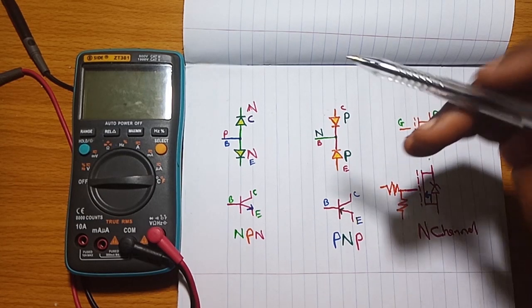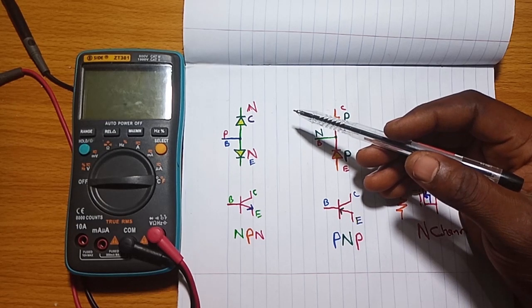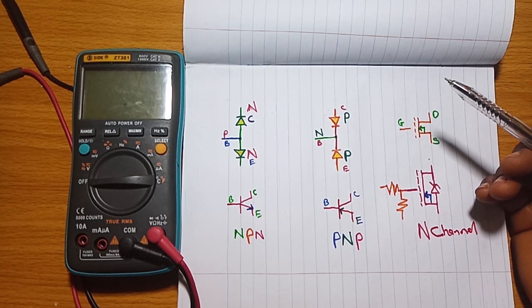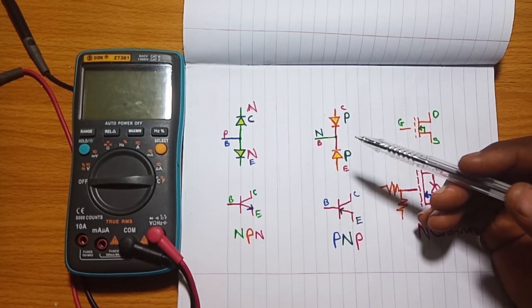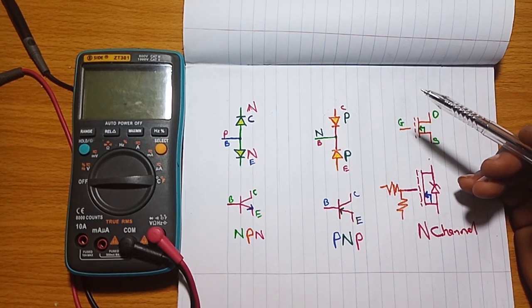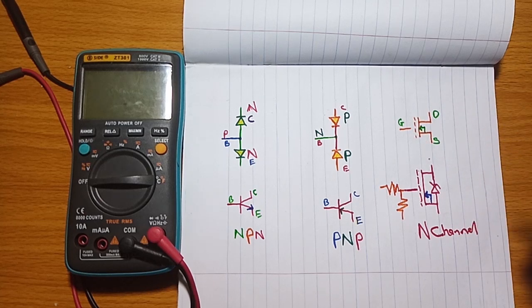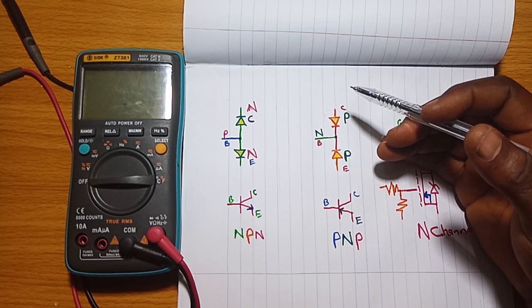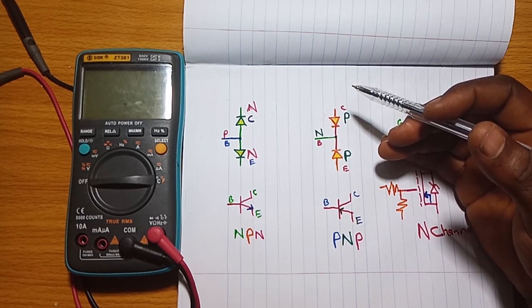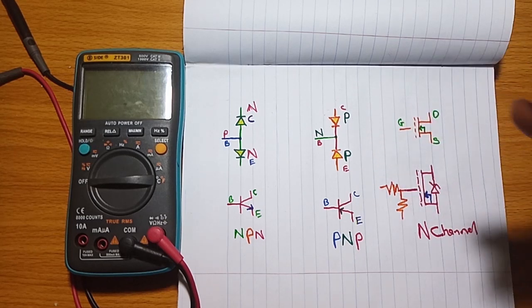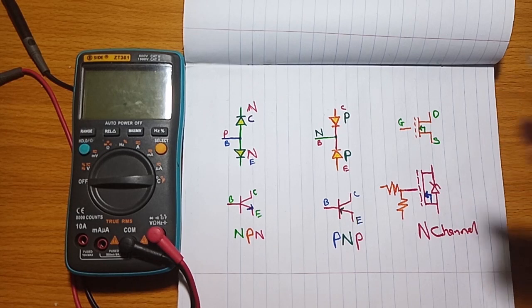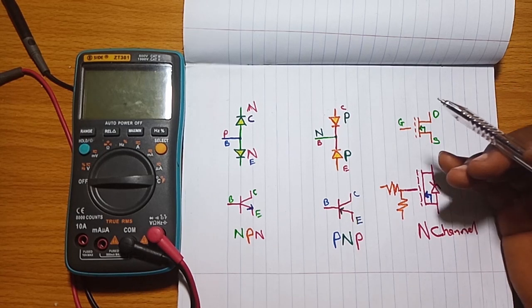One is how to identify a transistor, whether it is PNP or NPN. Secondly is how to check the transistor to know the one that is emitter, collector and base. Thirdly is about MOSFET, how to check the condition of MOSFET using N-channel MOSFET.